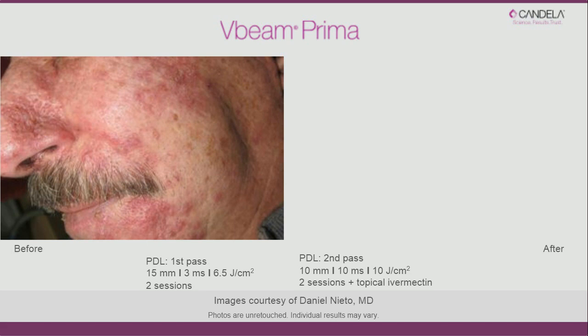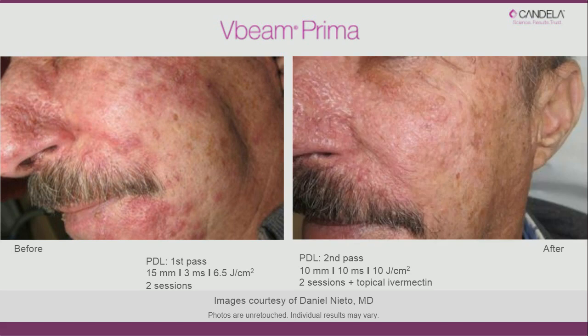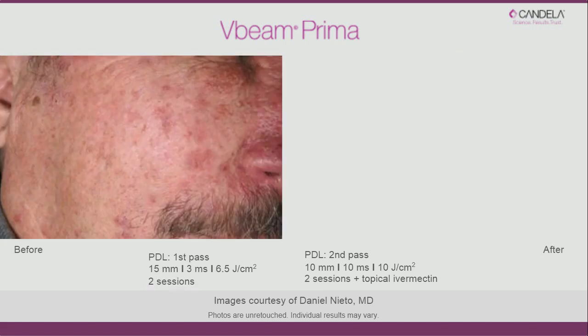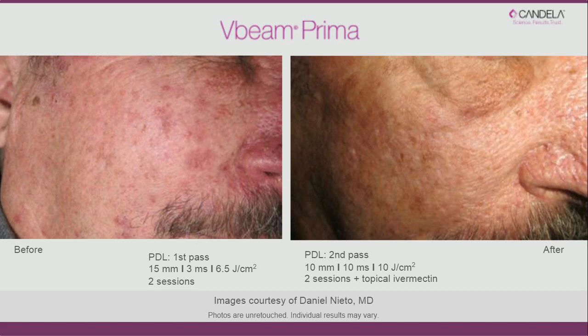I made a first pass with a 15 millimeter spot with 3 milliseconds and 6.5 joules per square centimeter, and then a second pass over each and every pustule with 10 joules per square centimeter, 10 milliseconds, and the topical ivermectin. And just after sessions, you see most of the inflammatory lesions have resolved, the erythema has improved also, and now that the inflammatory lesions have resolved, I'm going to try to go on to treat the thick dilated vessels the patient wants to, and also the erythema.